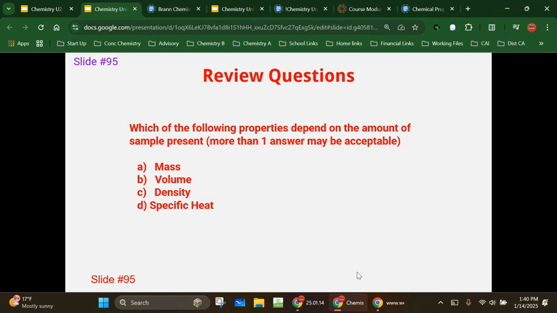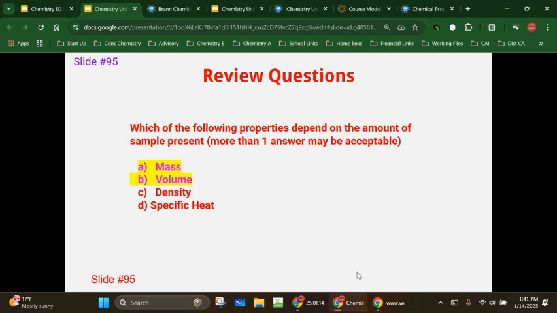Mass, volume, density, specific heat. Let's take out specific heat because we didn't get to it. Which of these will change if you have more water in a cup? The volume will. Anything else? Nope. The mass will.